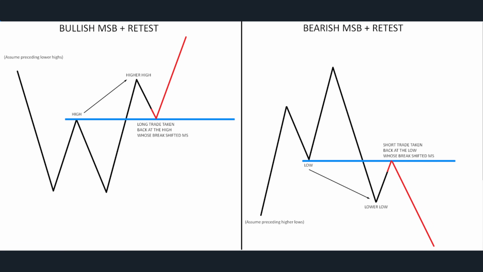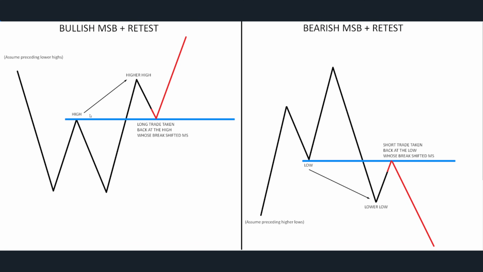We've got our homemade, home-cooked diagram here. Again, nothing terribly complex, I'm sure. Let's say assuming preceding lower highs here. This is our high. You've got the break of market structure when the higher high is made. So this is on the close of this move through the high is when the market's technically bullish. That's our break in market structure.